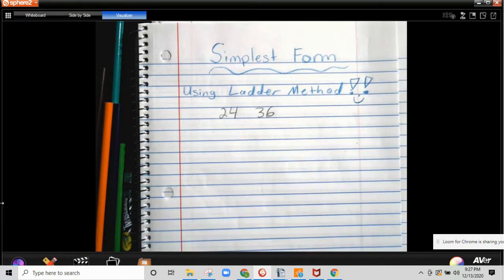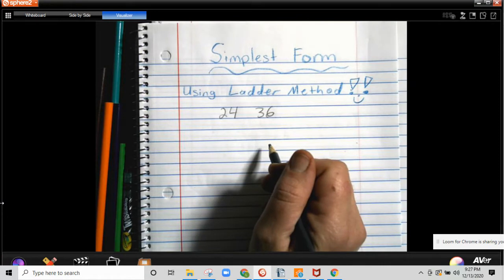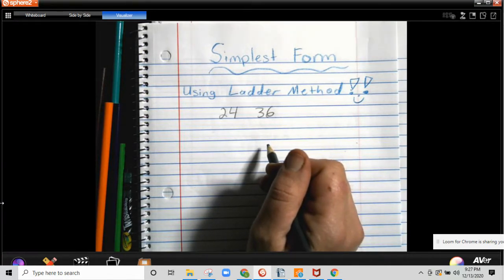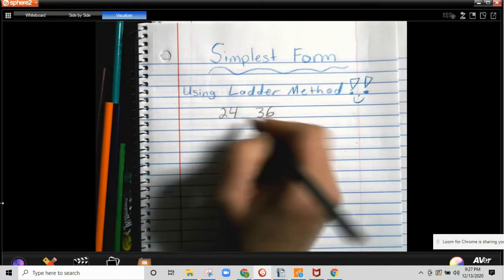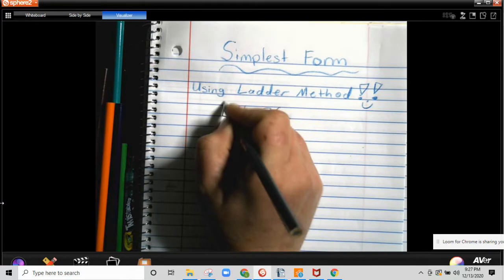And some of you may think, whoa, these are kind of big numbers. It's going to be difficult for me to reduce these. Guys, using the ladder method, no sweat. Check this out. 24 and 36. I'm going to draw my ladder.